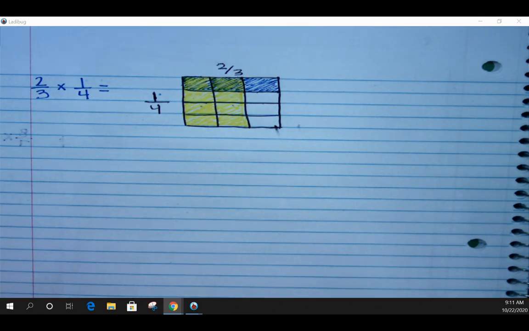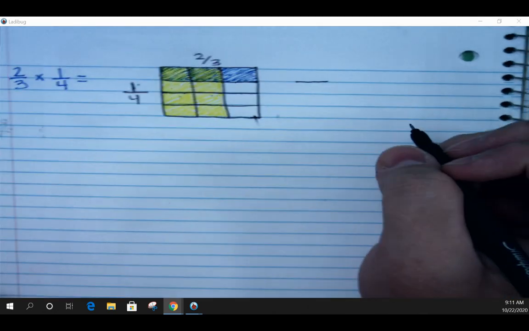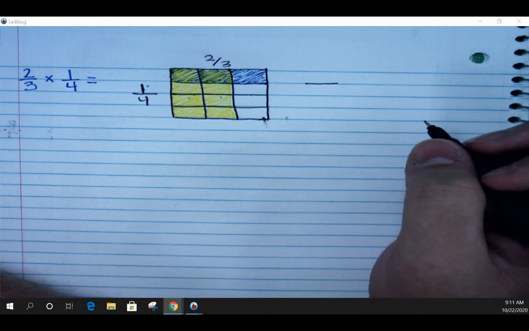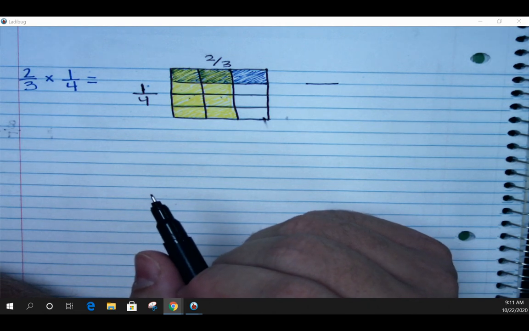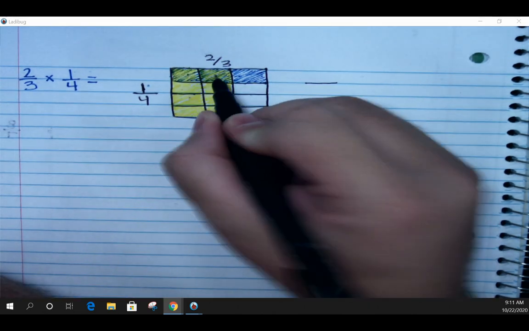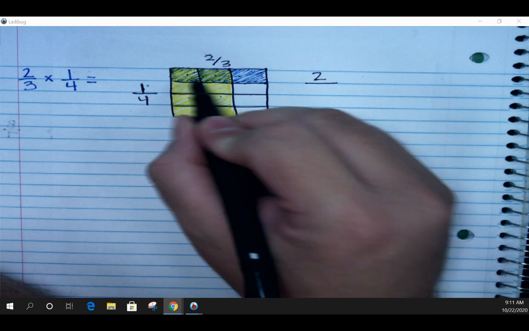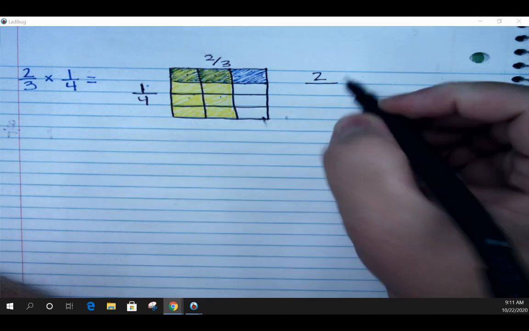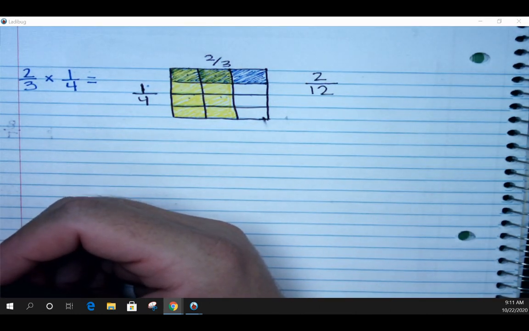So right here, thank you. I'm going to draw my fraction line. And I'm looking for how many are both colors. How many are both colors? 2. These 2 are green. How many total boxes are there? There's 3, 6, 9, 12. So 2 out of 12. So 2/3 times 1/4 is 2/12.